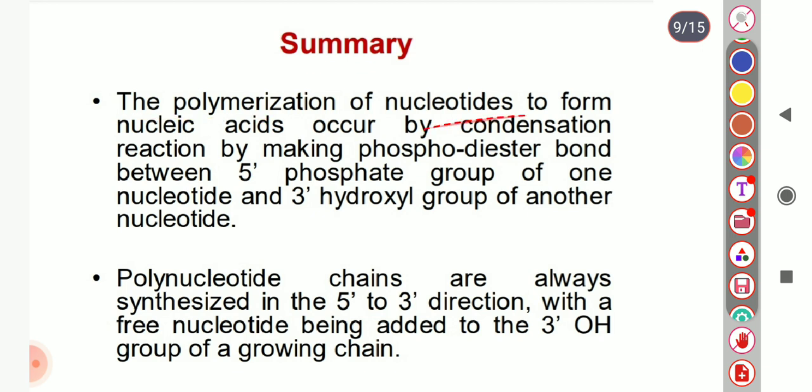The polymerization of nucleotides to form nucleic acid occurs by a condensation reaction, making a phosphodiester bond between the 5 prime phosphate group of one nucleotide and the 3 prime hydroxyl group of another nucleotide. Polynucleotide chains are always synthesized in the 5 prime to 3 prime direction, with a free nucleotide being added to the 3 prime OH group of the growing chain.